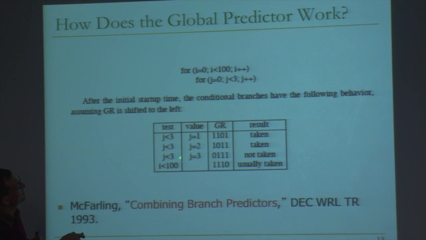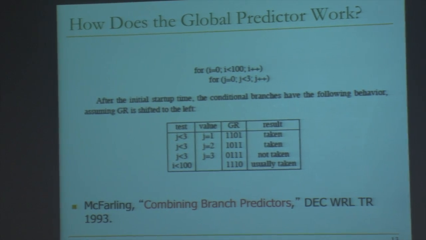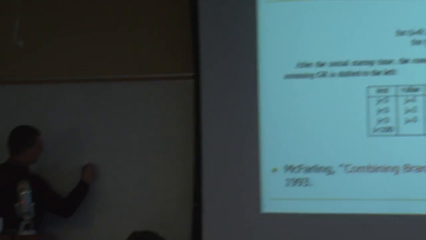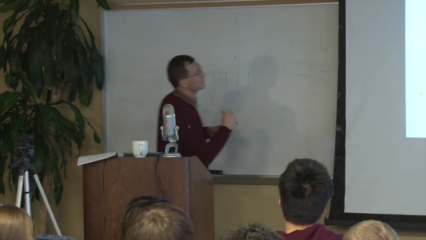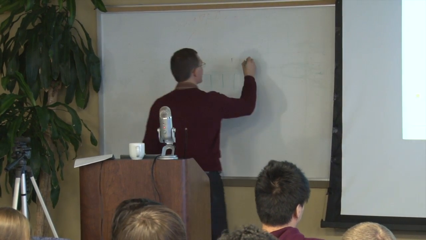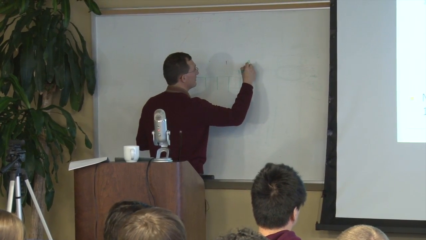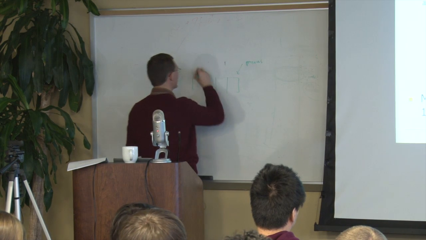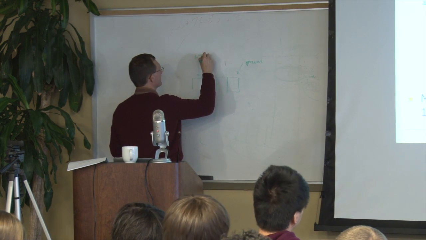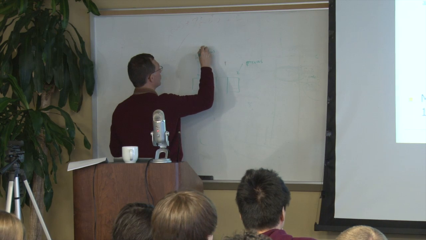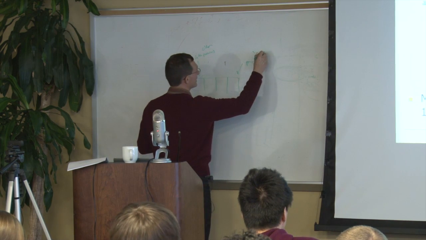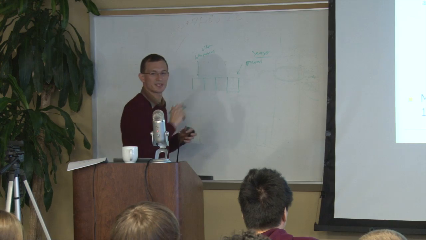And let's take a look at the last one. When j is equal to 3, if you have a 4-bit global history register, the last 4 branches you've seen would look like this, right? Basically, the last 4 branches. What are the last 4 branches? This is the previous branch, and this is the 4th previous branch. Basically, this is older, and this is younger. This is the youngest branch before this branch.